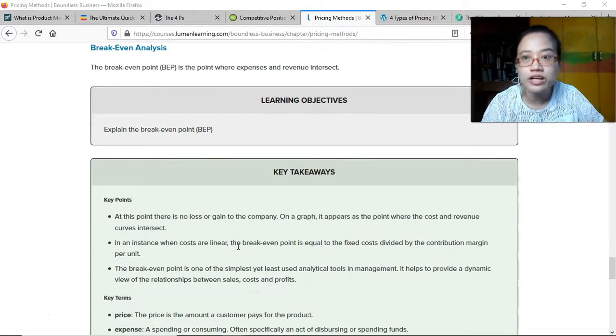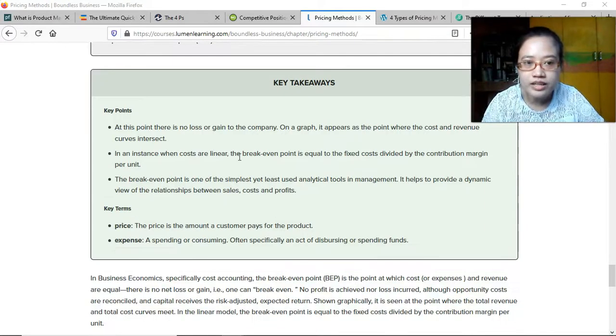Lastly, we have break-even analysis, the BEP point, where the total revenue equals the total cost. No profit, no loss. It is the point where expenses and revenue intersect. Key takeaway: at this point, there is no loss or gain to the company. On a graph, it appears as the point where the cost and revenue curves intersect.